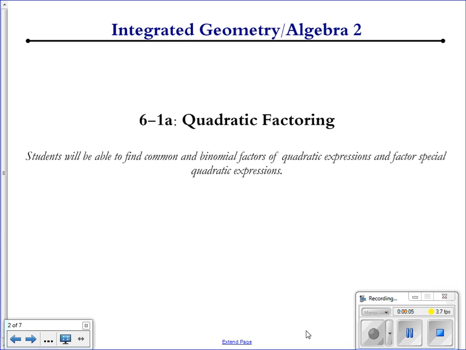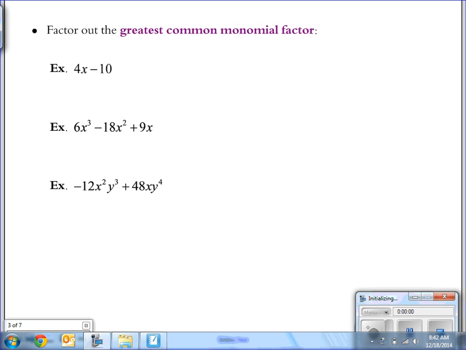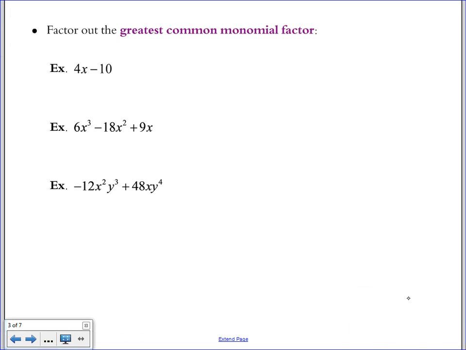This video is about quadratic factoring. So the first type of factoring we want to learn is factoring out the greatest common monomial factor. The word monomial just means one term. So you're looking for one term that you can undistribute from all of the terms that are in the expression.